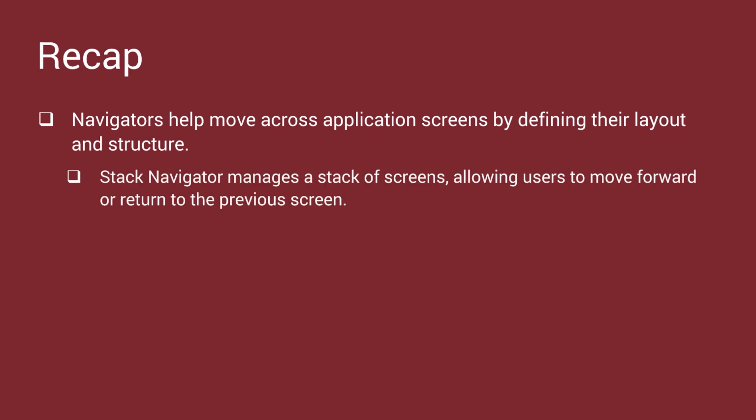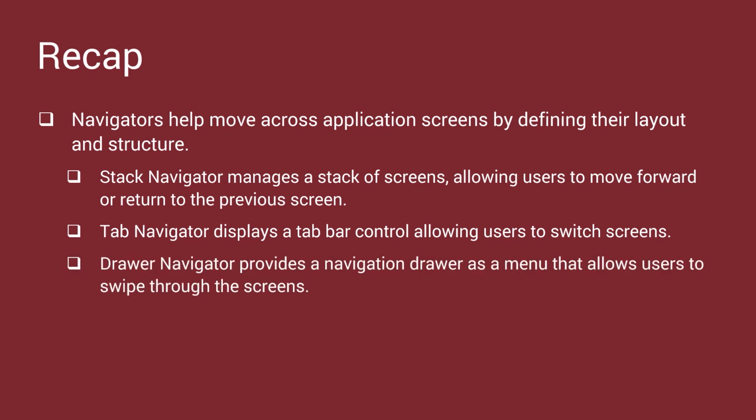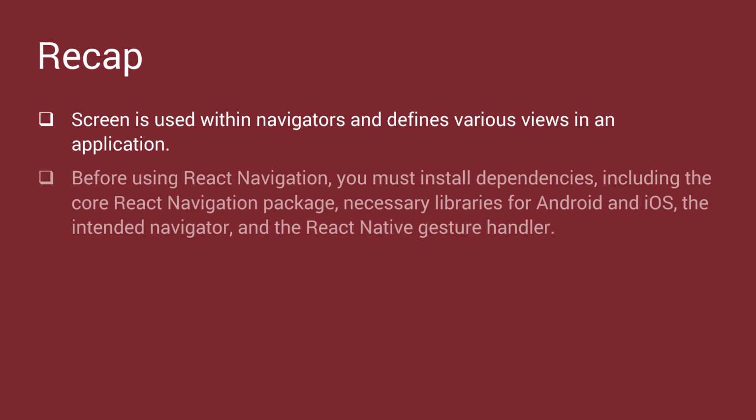Stack Navigator manages a stack of screens, allowing users to move forward or return to the previous screen. Tab Navigator displays a tab bar control, allowing users to switch screens. Drawer Navigator provides a navigation drawer as a menu that allows users to swipe through the screens. Screen is used within navigators and defines various views in an application. Before using React Navigation, you must install dependencies, including the core React Navigation package, necessary libraries for Android and iOS, the intended navigator, and the React Native Gesture Handler.